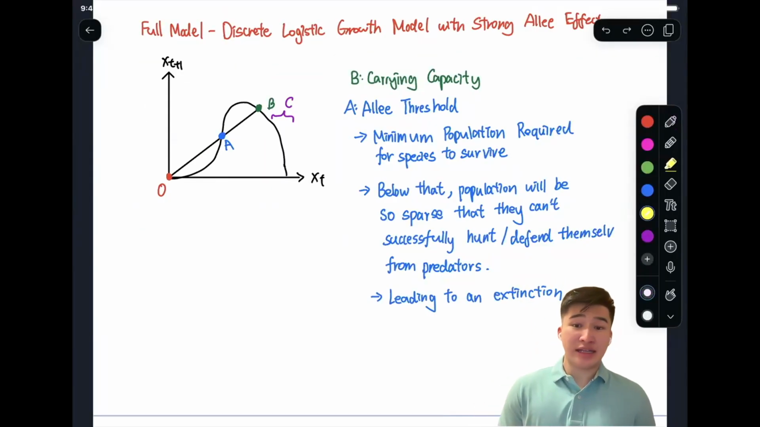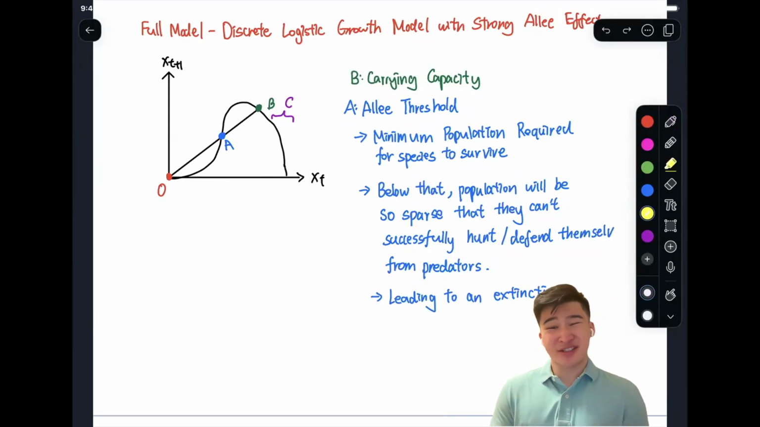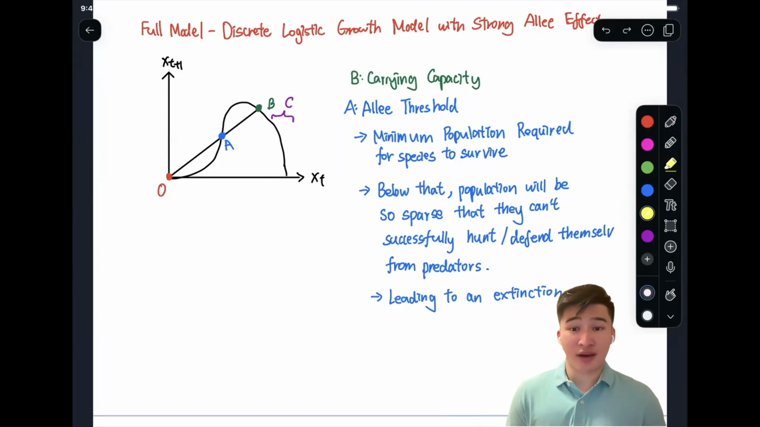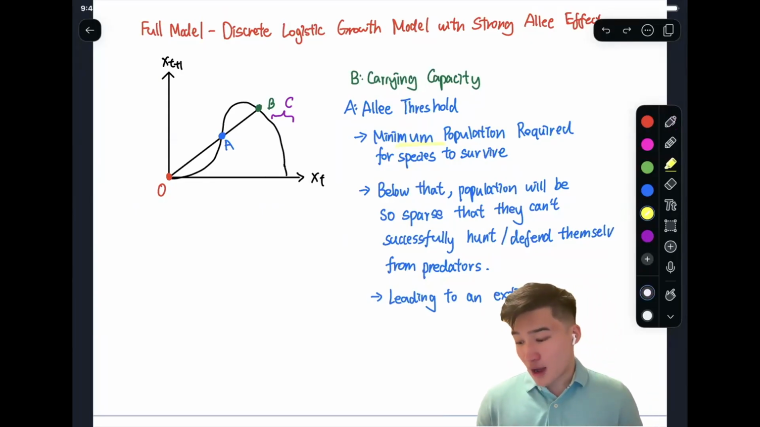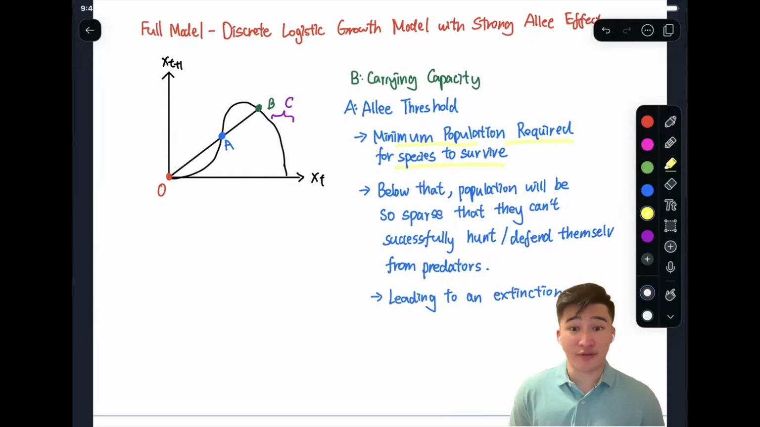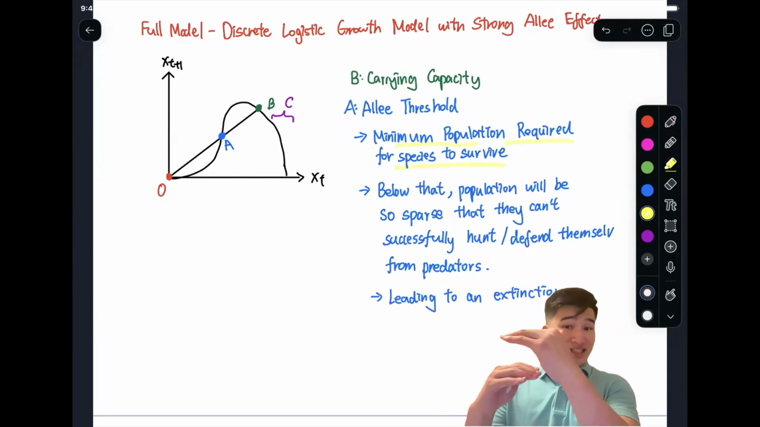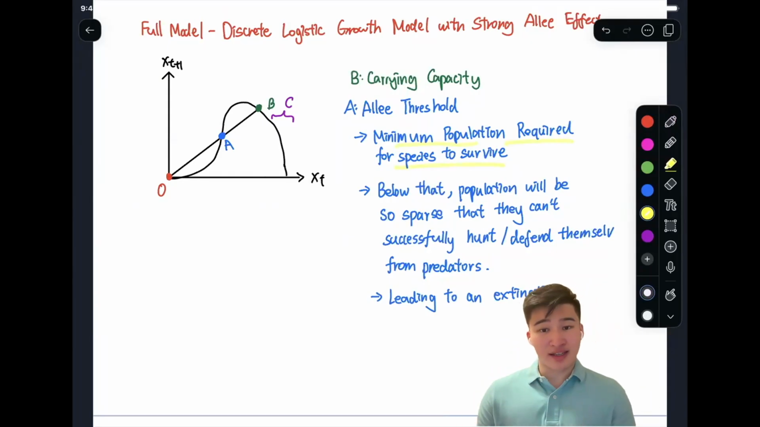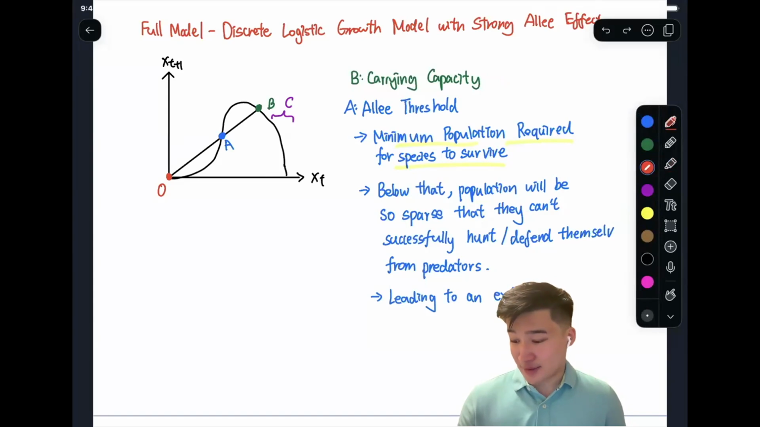Okay, so here's the idea of the Allee threshold. It is a new concept that we didn't talk about last time, and we're just going to go through it with you guys here. Super simple. The Allee threshold you can think of as the minimum population required for a species to survive. We have a maximum threshold, and this one you can think of as the minimum threshold. So we can say this is the max, and this is the minimum, okay?